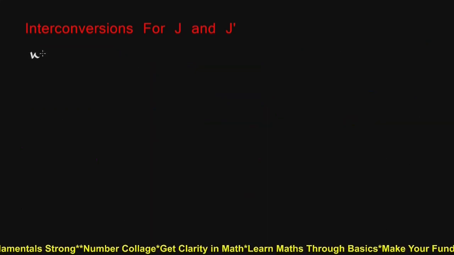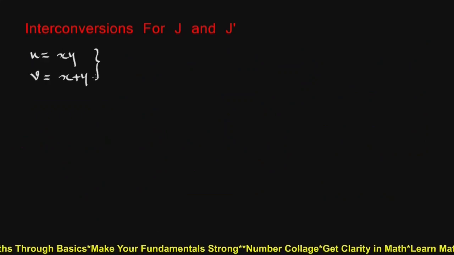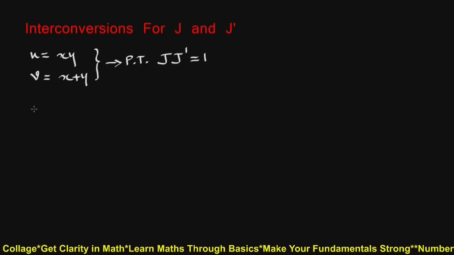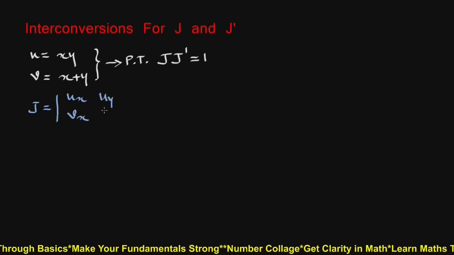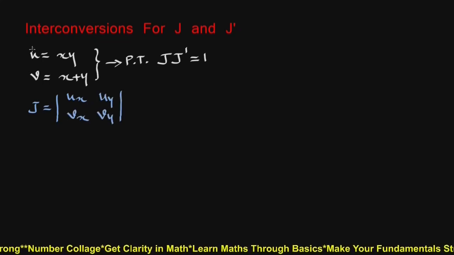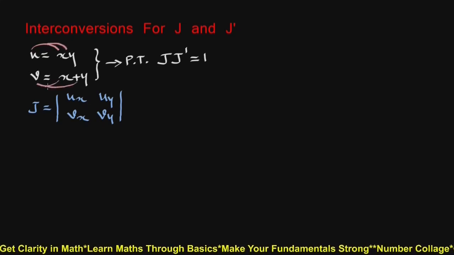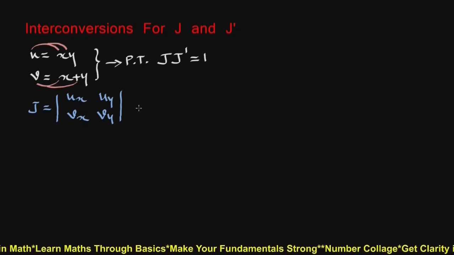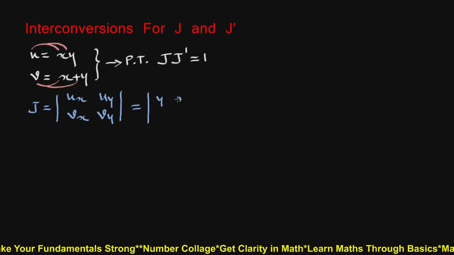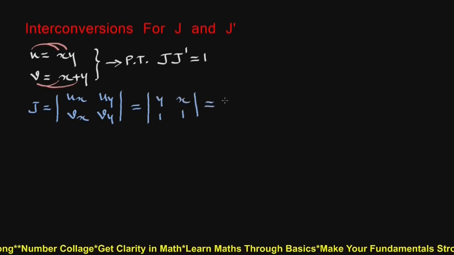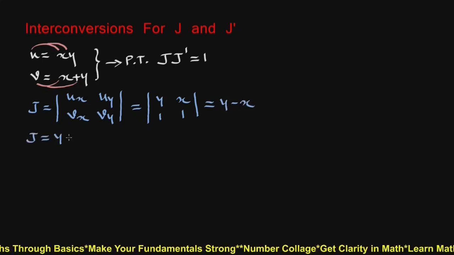If u equals xy and v equals x plus y, we have to prove that j dash equals 1. Here j is determinant ux, uy, vx, vy. Since u is a function of x and y and v a function of x and y, we can easily find the elements of this determinant, which will be determinant y, x, 1, 1. So we get j equals y minus x. So j is y minus x.